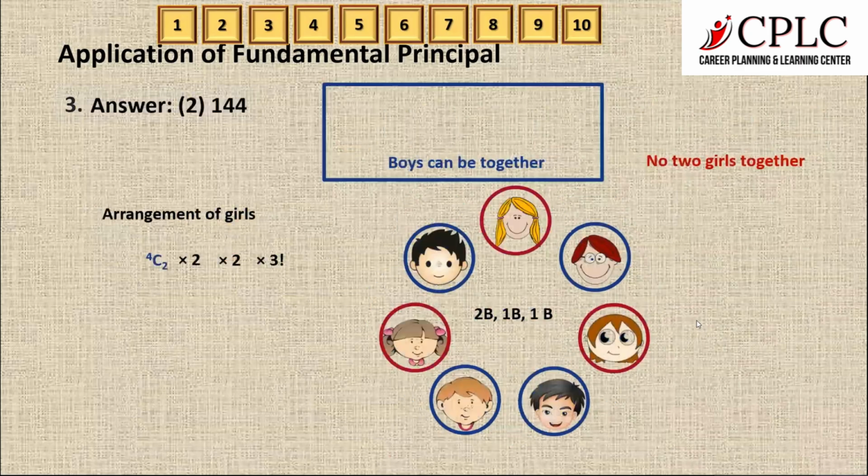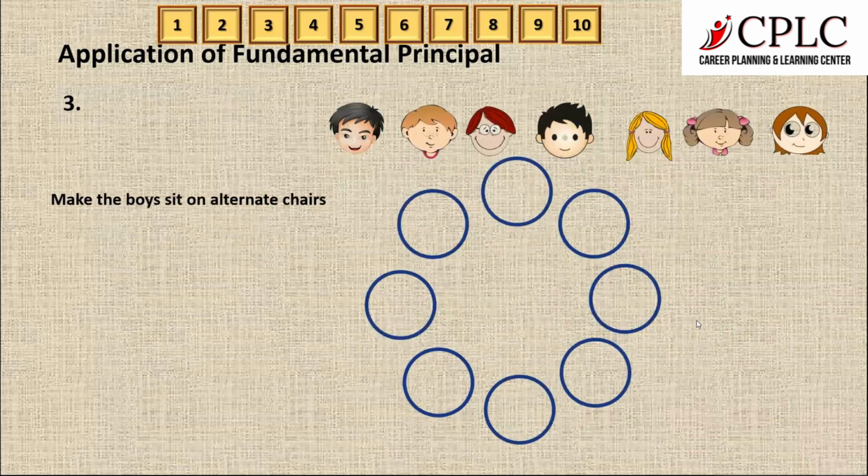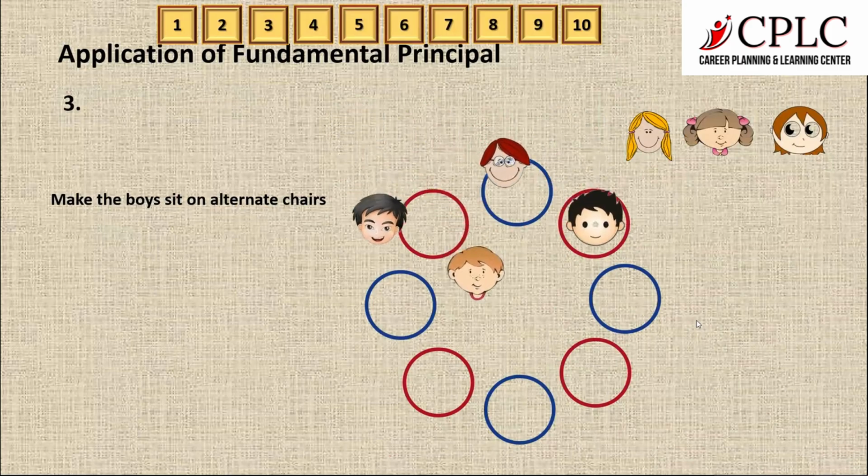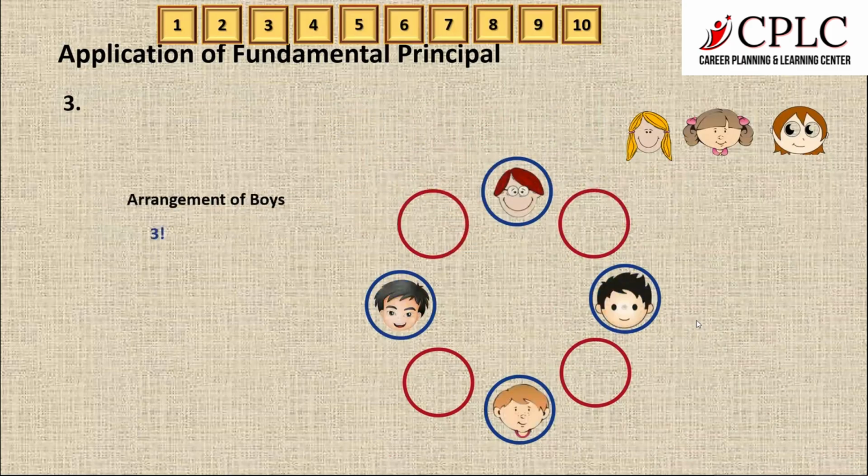There's one more way of solving this question. Make the boys sit on alternate chairs first. So let us make all the boys sit first. Now, the arrangement of boys will be 3 factorial because 4 boys are seated in a circular way. So n minus 1, so 4 minus 1, that is 3 factorial.